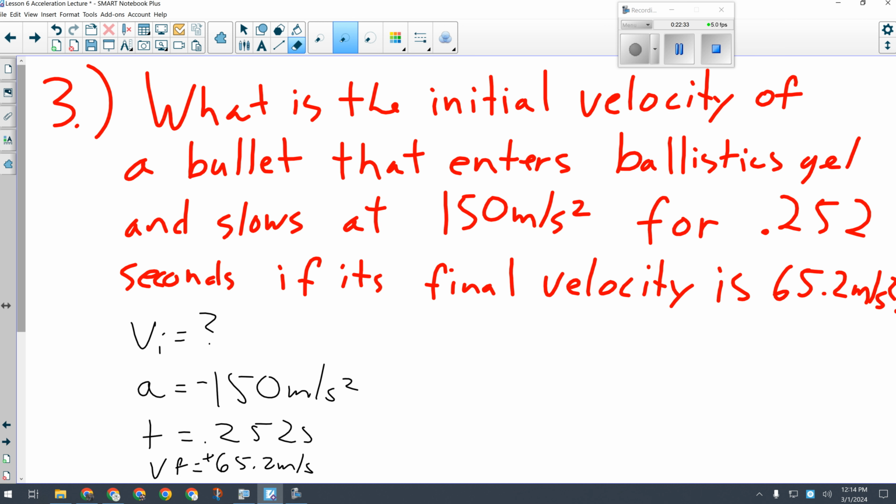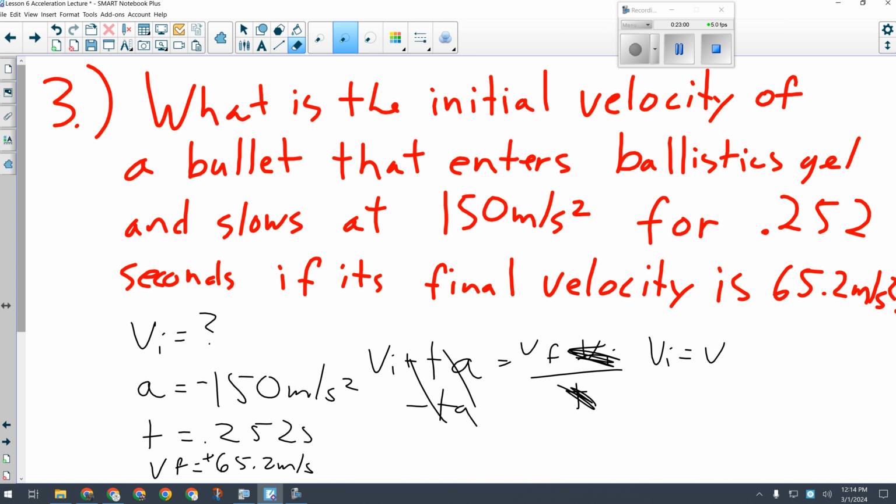Do I have a formula that has those four things in it? A good old science 10 formula. We've got to manipulate it for VI, which is probably the trickiest manipulation of that formula. So I'm going to multiply both sides by t. Then I'm going to add VI to both sides so that it becomes positive. And then I'm going to subtract t times a over. So I'm going to have VI equals VF minus t times a. So that'll be 65.2 minus 0.252 times negative 150 meters per second squared.